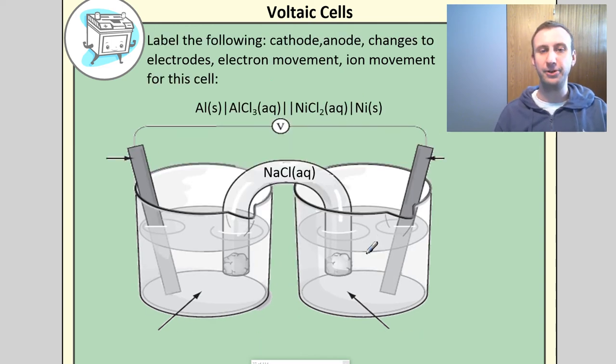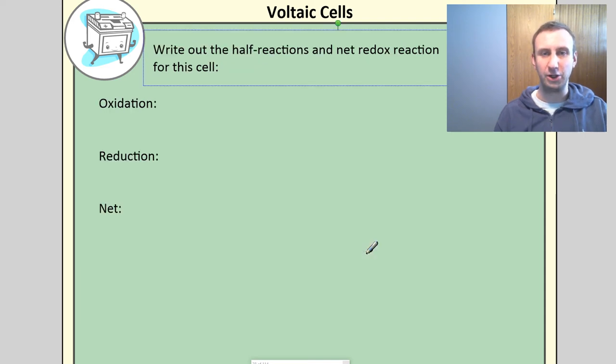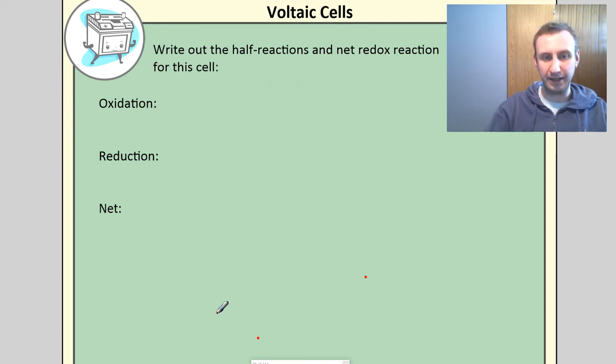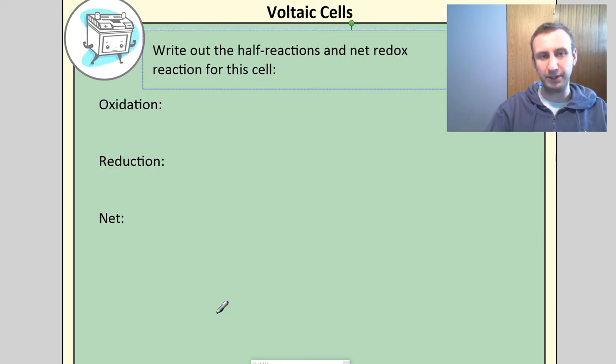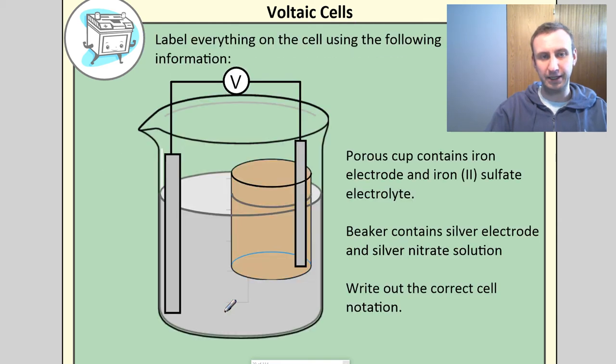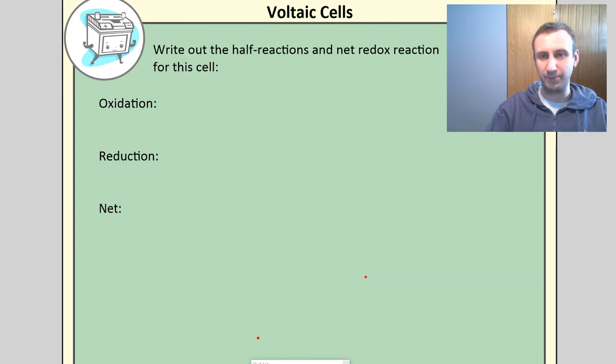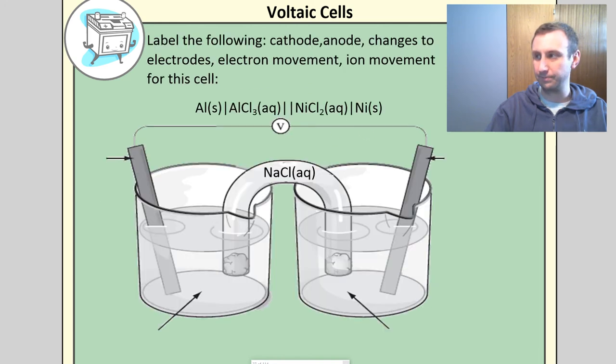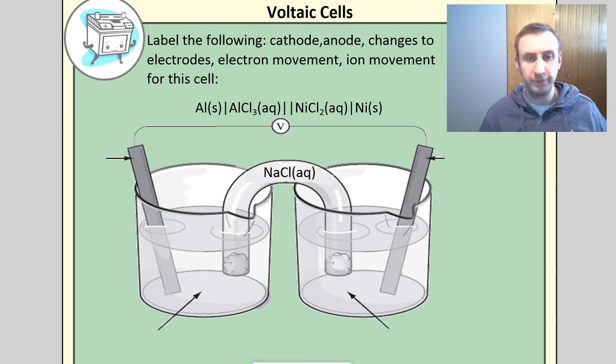Okay, label the following for this cell: cathode, anode, changes to electrons, electron movement, ion movement for this cell. So now we're getting fully into it, going through the motions of everything that's going to be happening for oxidation, reduction, the net, everything else. All right, so let's try this out. I just want to see if I have a half reaction table here. No, I don't have it handy. Let me pause, grab it, come back. Okay, so here we go.